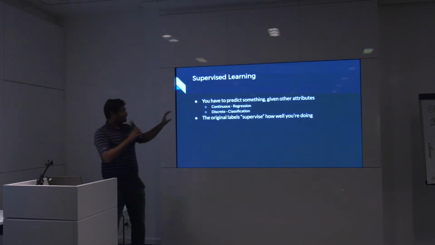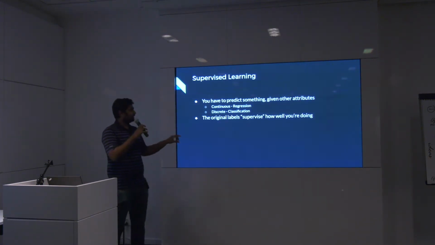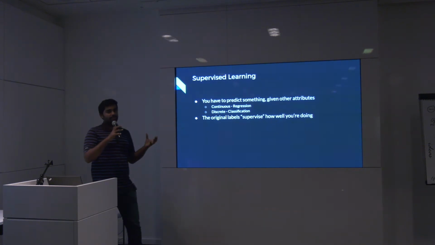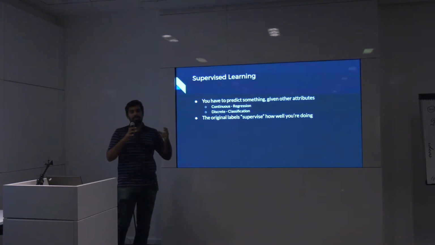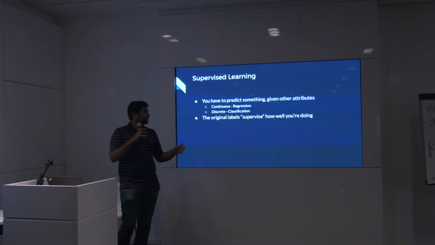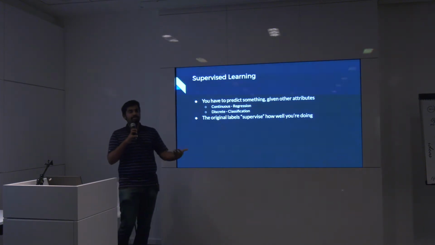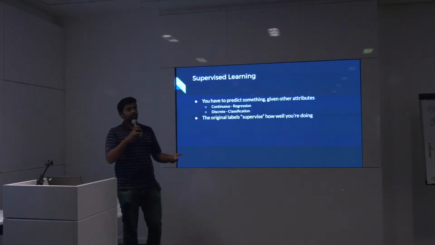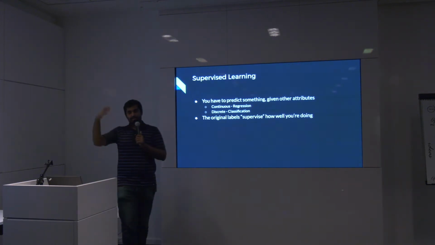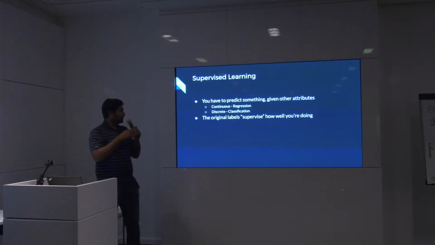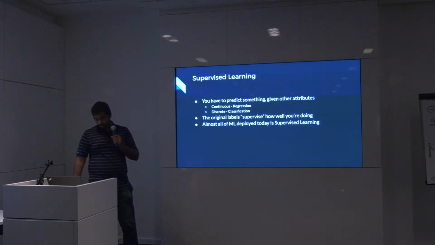So the term supervised comes from the fact that you have the original labels, right? For example, in an image, you have a label that, yes, this is a cat. It's kind of like a supervisor. It tells how well your model is performing on the task. So you have the original labels, and you can use them as a ground truth, so to speak, to figure out how good your model is working.